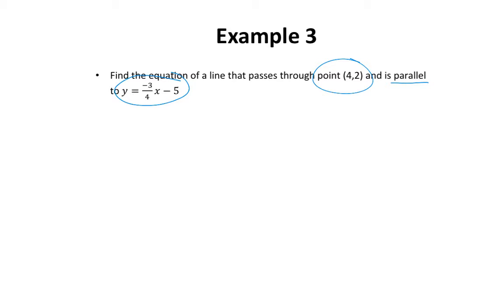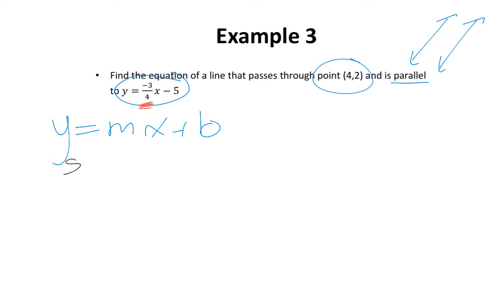If you recall, parallel lines have the same slope. Therefore, the slope of our line should be identical to the slope of this parallel line. At this point, we're going to follow the exact same steps as before. We're going to start with the general equation of a line, which is y equals mx plus b.